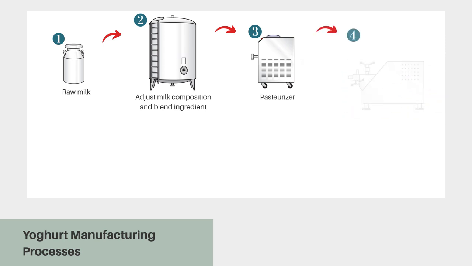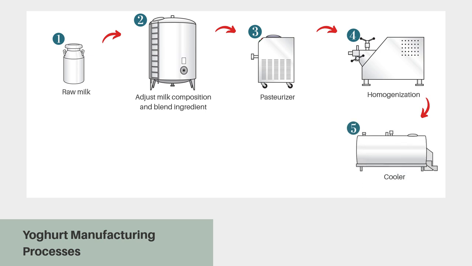Next, for the homogenization process, the blend is homogenized at about 2000 to 2500 psi, to mix all ingredients thoroughly and improve the yogurt consistency. Next, the milk will be cooled to 42 degrees Celsius, the ideal growth temperature for the starter culture. Then, the cooled milk will be inoculated with starter cultures to produce the yogurt.